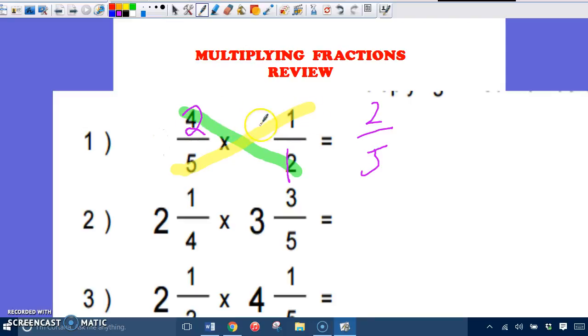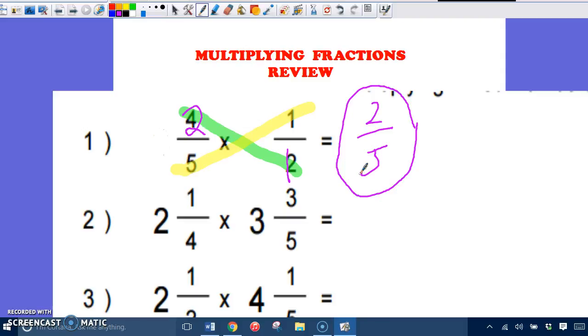2 times 1 is 2. 5 times 1 is 5. You see how I use the method of reducing diagonally first in order to get an answer that's automatically reduced as low as it can go. This helps a lot, again, when you have to reduce 1, 2, or 3 times to get your final answer. This is the reason why I use the reducing diagonally method first.